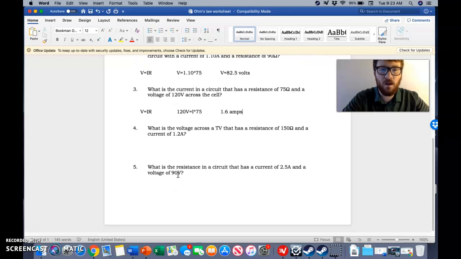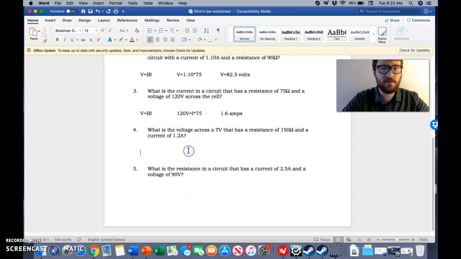Alright. What's the voltage across a TV with a resistance of 150 ohms and a current of 1.2 amperes? Don't know the voltage, but I do know the current, and I do know the resistance. 1.2 times 150. It's 180. It's a lot of volts.